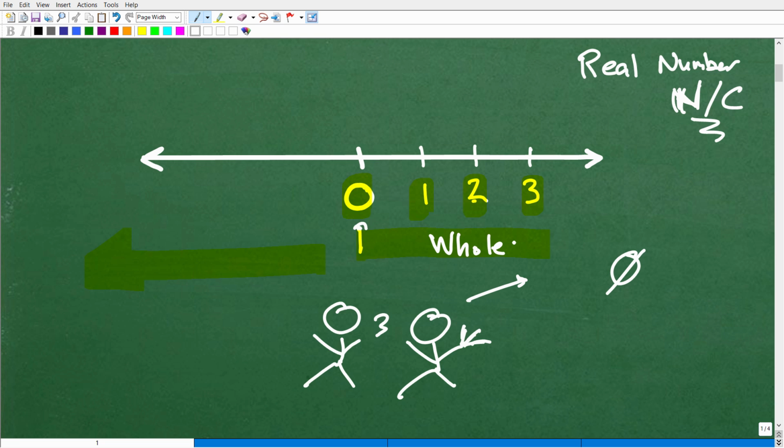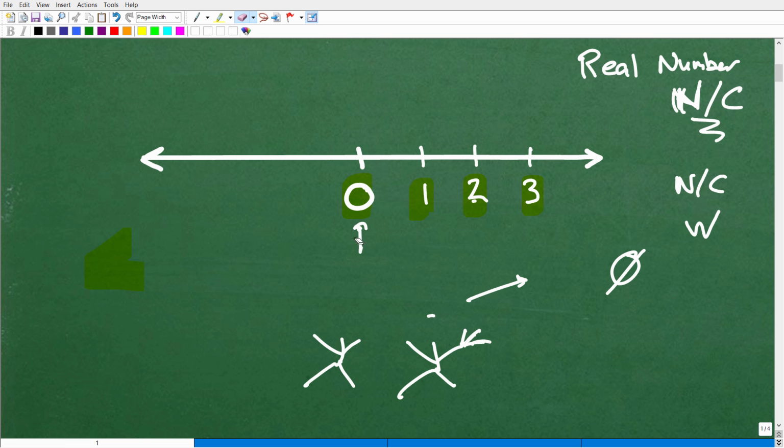All right, so again, if you're talking about integers, we need to know the natural numbers or counting numbers, and then we have the whole numbers. So we're getting super close to defining integers. So let's go ahead and do that now. All right, so what are integers?